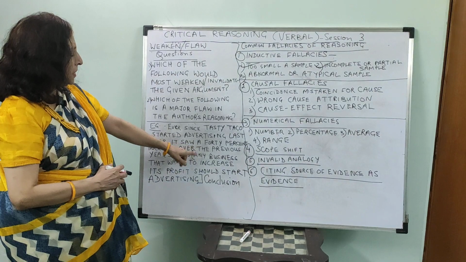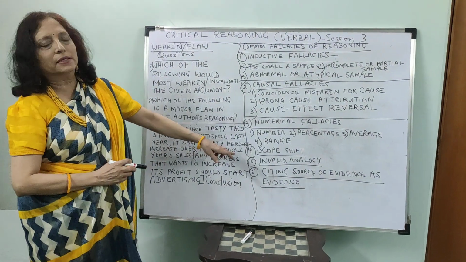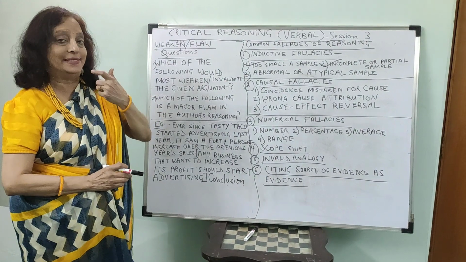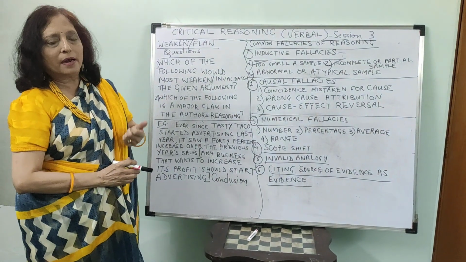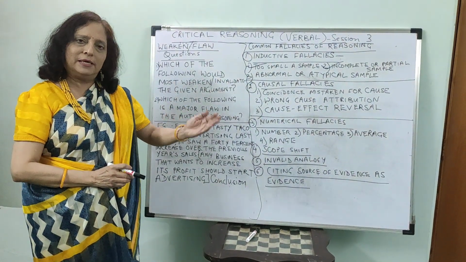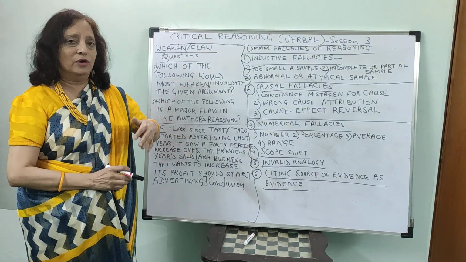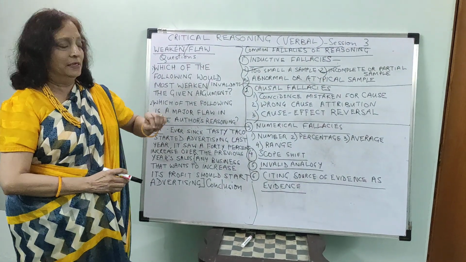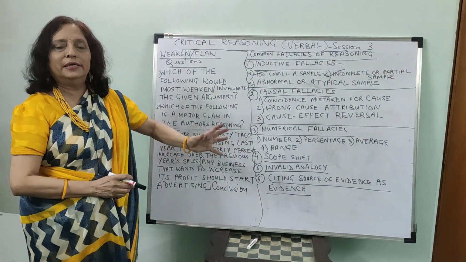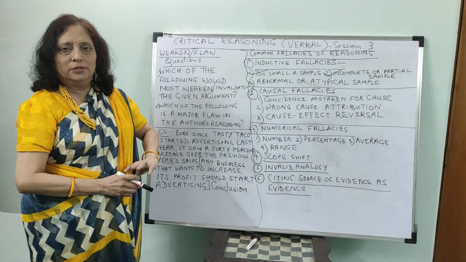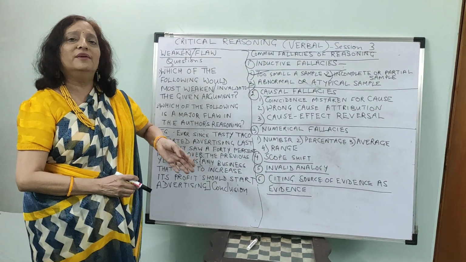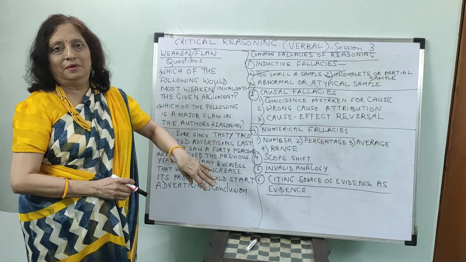The argument states that they saw a 40% increase over the previous year's sales. Now, until and unless we know what the previous year's figures were, we cannot say whether this 40% increase is a real increase. For example, if last year only 10 tacos were sold, this year a 40% increase in the sales would mean only 4 more tacos were sold. So we have to check that.